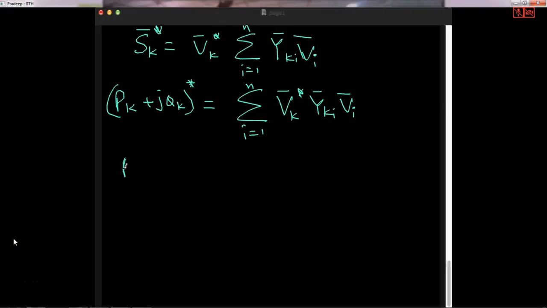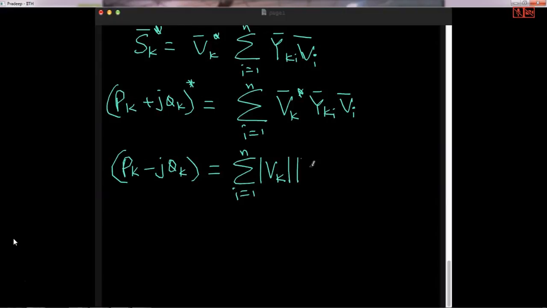So Pk minus jQk. Notice I implement the conjugate, so it will be minus. So this is nothing but the summation from i equal to 1 to n of the magnitudes Vk, Yki and Vi. When you multiply the three, you add their angles, but because there's a conjugate for Vk, it will become minus delta k, and then plus theta ki plus delta i. So this entire thing is one magnitude and this is the angle.